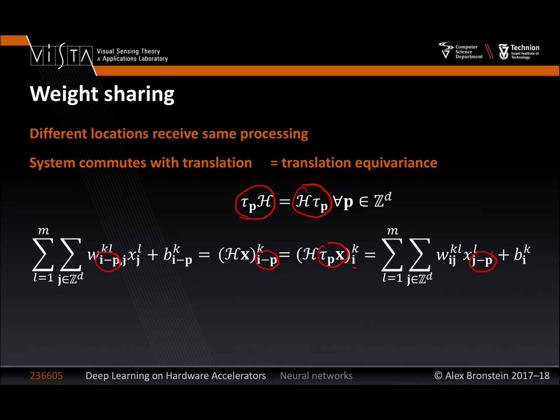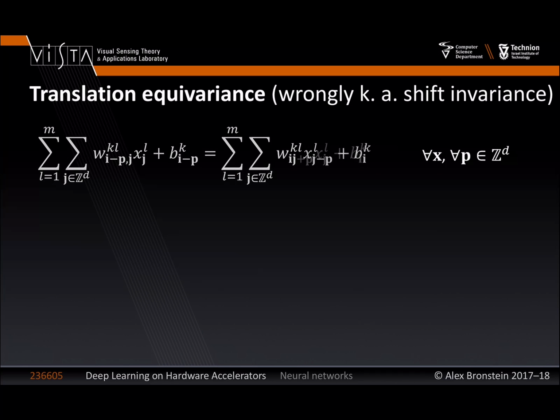Now, the only way this can hold for every p, for every x, is first of all, let me just reindex this. I will call this j minus p, I will call it j prime. Just a different index. J anyway goes over Z^d, right? And then I will drop the prime. And this is what I get.